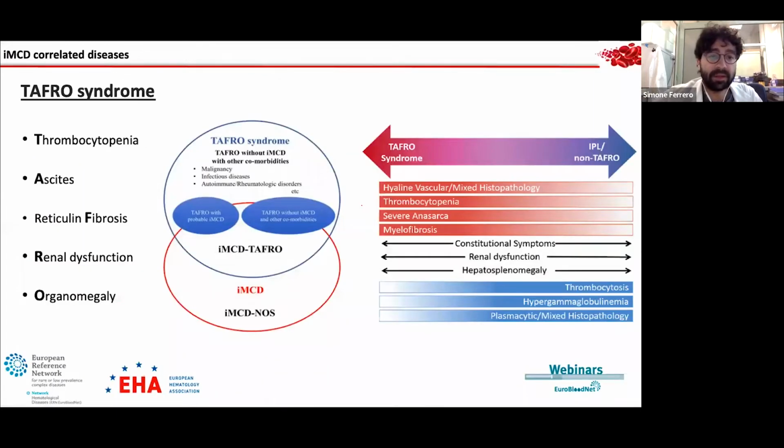So TAFRO syndrome, as I said, can be associated with idiopathic multicentric Castleman disease, demonstrated by surgical biopsy, or can be associated with a Castleman disease not demonstrated with a surgical biopsy, for example, as in this case, as the general condition of patients did not allow a surgical biopsy. Or in some other cases, TAFRO syndrome can also be associated with other comorbidities and without Castleman disease. For example, TAFRO can be observed in cases of malignancies or of infection diseases or in rheumatological disorders. Typically, TAFRO syndrome, when associated with Castleman disease, is associated with a hyaline vascular or mixed form.